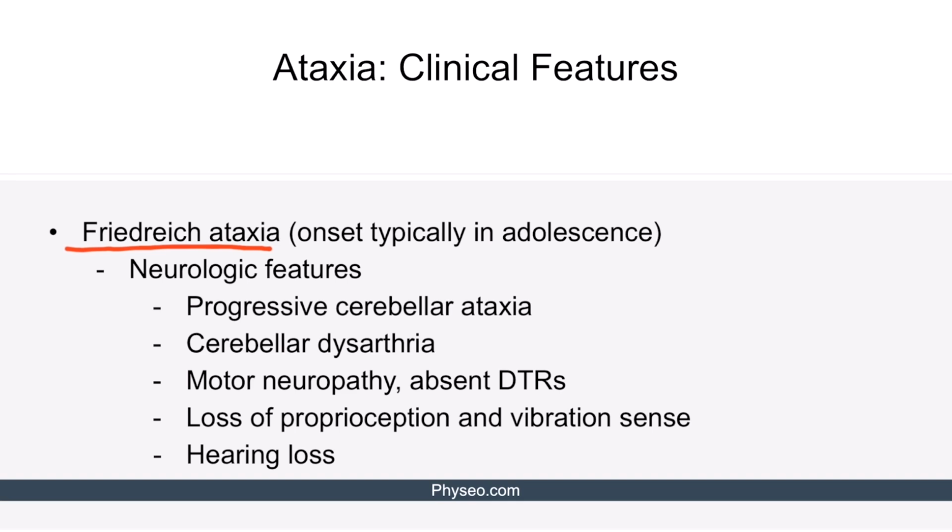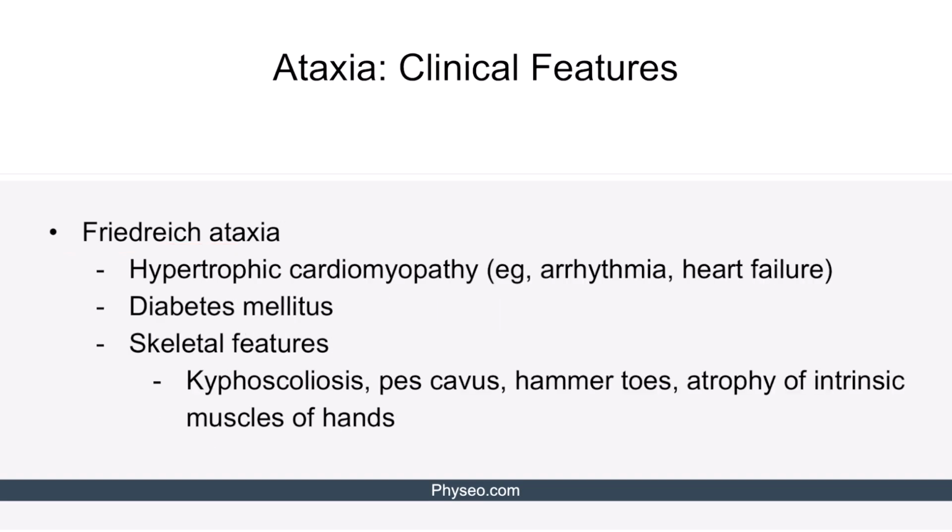Moreover, there is loss of proprioception and vibration sense, as well as hearing loss occasionally. Other manifestations that can be seen in Friedreich ataxia include cardiac, metabolic, and skeletal features. Hypertrophic cardiomyopathy is a prominent manifestation and can be complicated by arrhythmia and heart failure. Diabetes mellitus can also develop. As for the skeletal features, kyphoscoliosis, pes cavus, hammertoes, and atrophy of intrinsic muscles of the hand can all be seen.